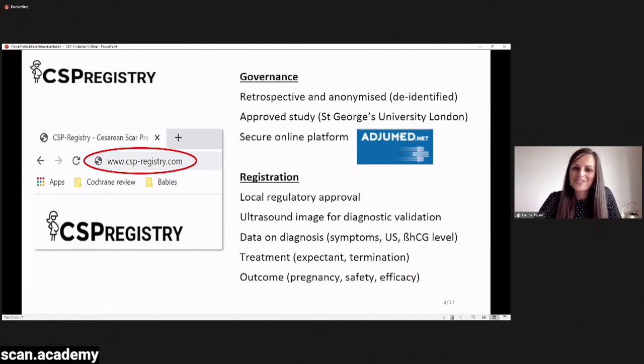If you are interested to take part in the registry, you will first have to seek a local approval from your institution to share your clinical data with us. And then we will ask you to upload an ultrasound picture of each CSP case, and this is for diagnostic accuracy. The registry collects data on the diagnosis of the CSP with the symptoms, the ultrasound features, and also the beta HCG levels. We are also interested in the treatments, whether it was an expectant management or a termination of the pregnancy. And finally, we are also collecting information on the outcome of the pregnancy, if it was continued, or on the safety and efficacy of the chosen method for the termination.